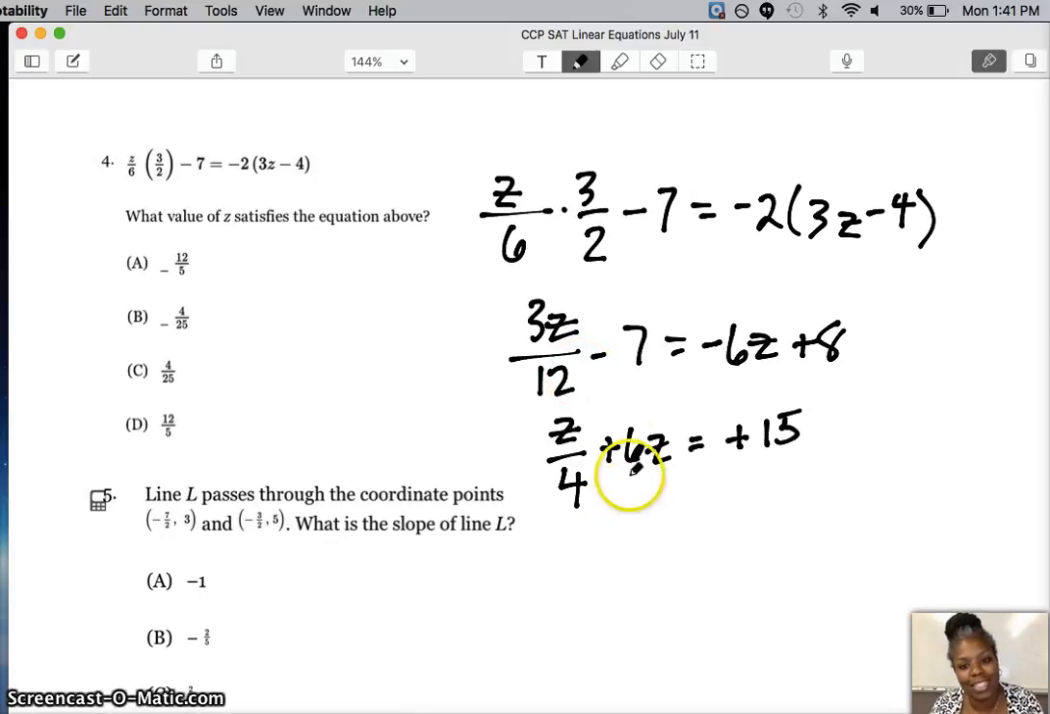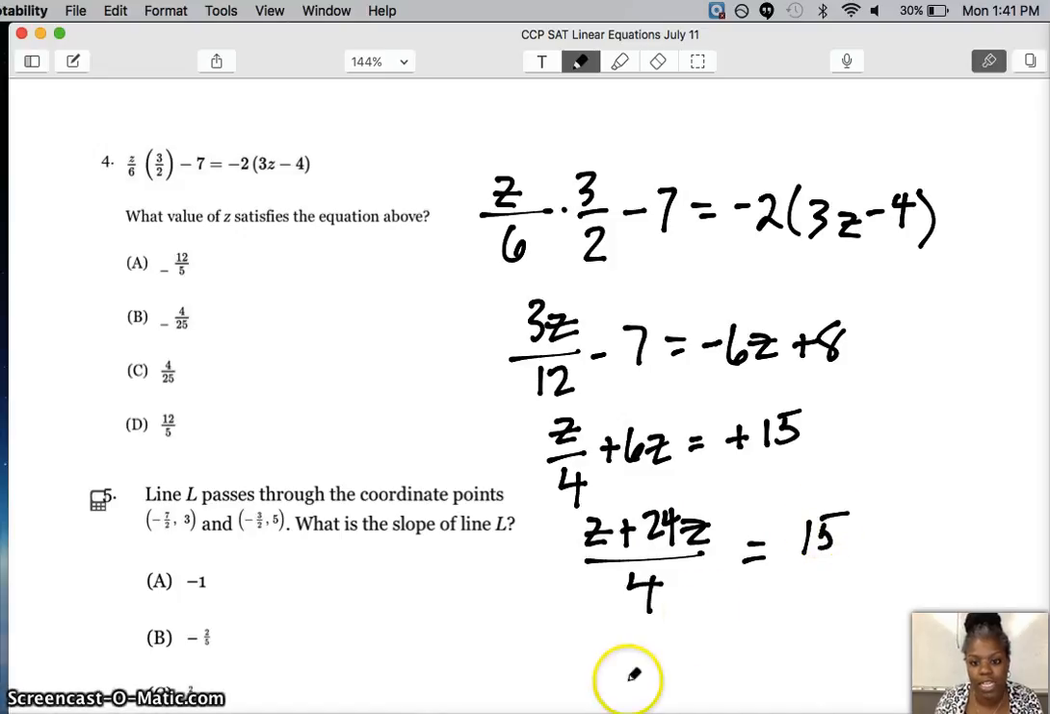And so now I'm going to join this together. Now I've got 2 different denominators. Let's make the denominator 4. So this is now 24 over 4. Get it? 4 divides into 24 6 times. Therefore, I'm talking about the same thing. So z plus 24z over 4 is equal to 15. So I get 25z over 4 is equal to 15.